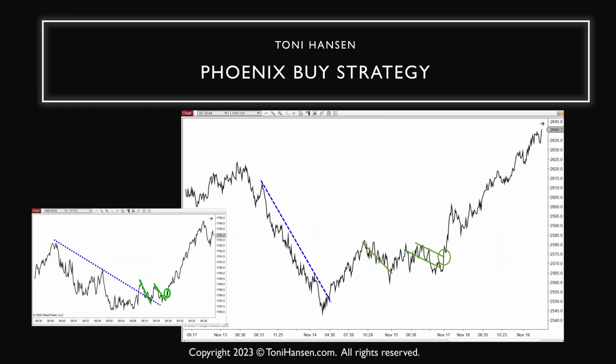So if something just isn't going, you can partial out part of your position. And if the rest of it stops out with that adjusting stop, you can still end up making money on the Phoenix on something that technically ends up being a failed Phoenix.